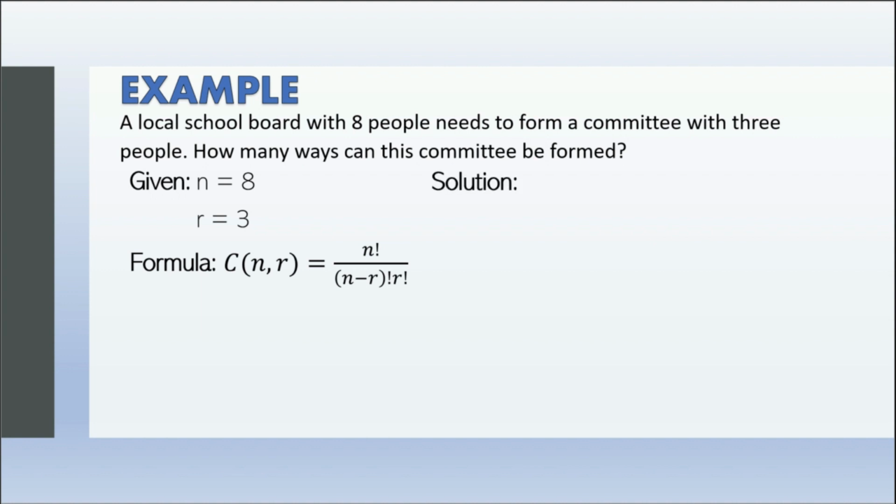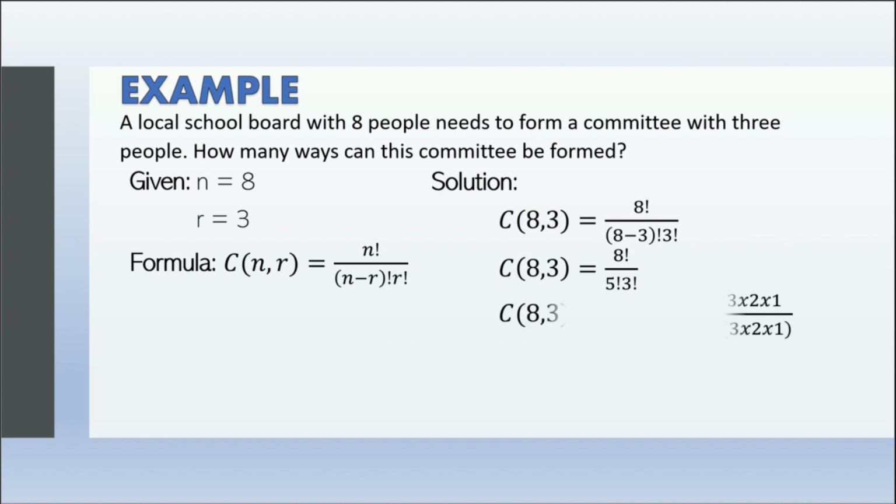Substituting the values of n and r to the formula, we have 8 factorial over the quantity 8 minus 3 factorial multiplied to 3 factorial. 8 minus 3 is equal to 5. Now, we will evaluate the following factorials. 8 factorial means 8 times 7 times 6 times 5 times 4 times 3 times 2 times 1. 5 factorial is 5 times 4 times 3 times 2 times 1. And 3 factorial is 3 times 2 times 1.